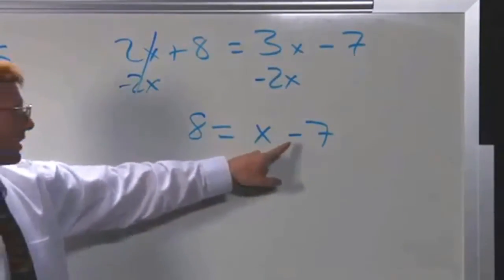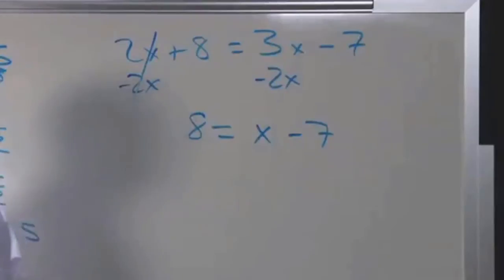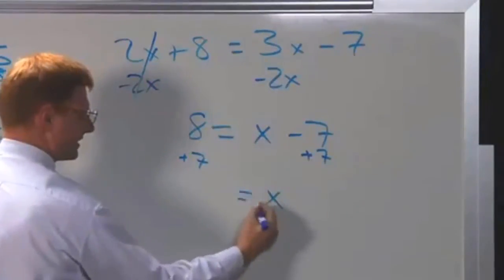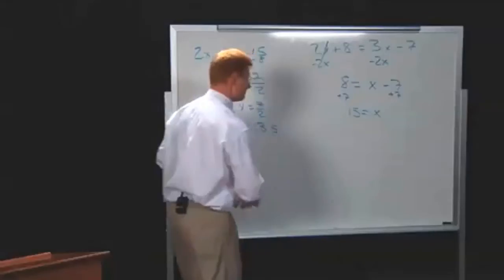Okay, now let's peel off what we've got. We've got a minus 7 right here, so let's get rid of the minus 7. Opposite of minus, plus. We have x equals 15.